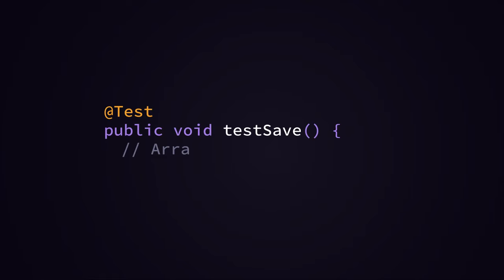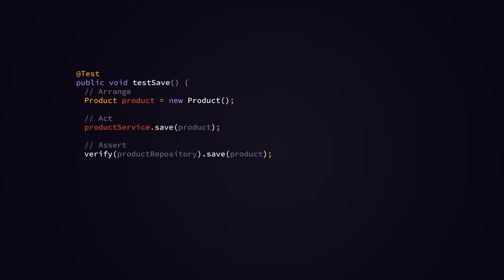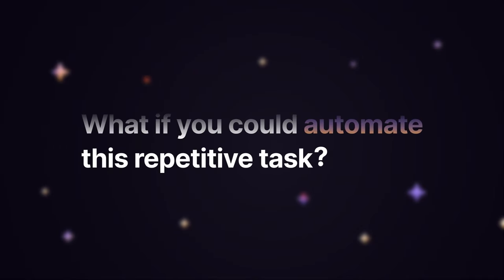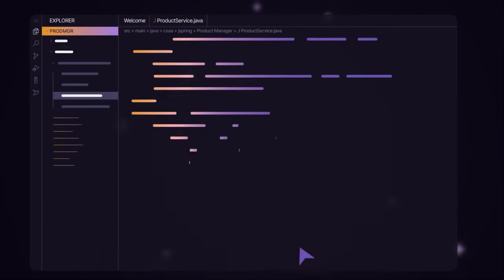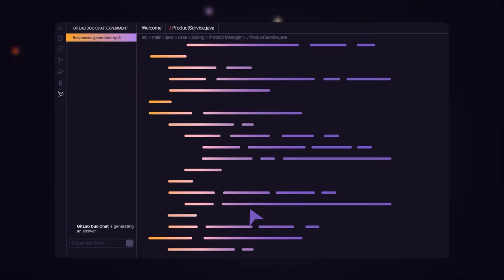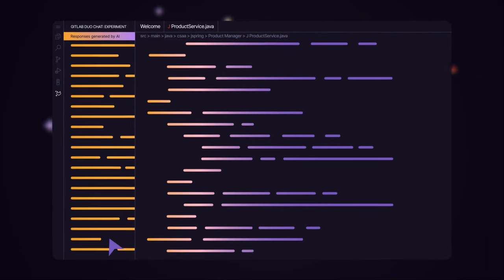Manually writing tests for functions and methods in your code can be time-consuming. What if you could automate this repetitive task? GitLab Duo Test Generation uses AI to understand the context of your code and generate appropriate tests for it.